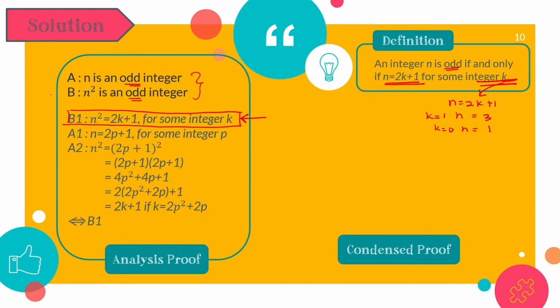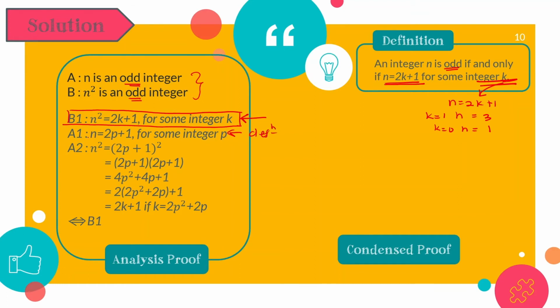Okay, so let's see the forward process. From the statement hypothesis, n is an odd integer. So if n is an odd integer, n will equal 2p plus 1 for some integer p. So basically this is from the definition. We change k into p. We do not use the same unknown from the backward process. This is just to differentiate it, so it will not confuse you at the end of the proving. So n equals 2p plus 1 for some integer p. This is from the definition.